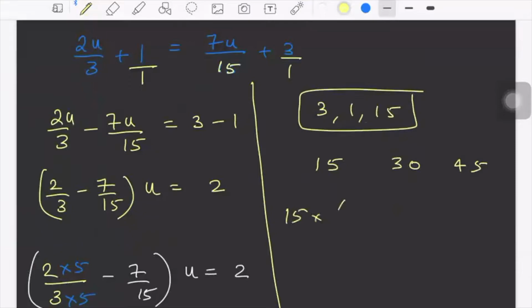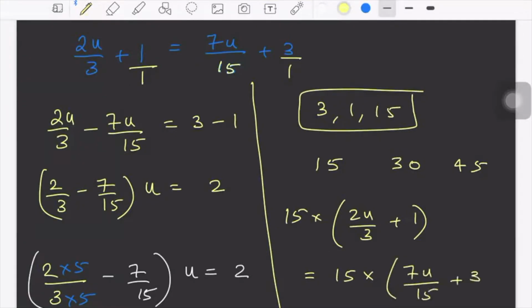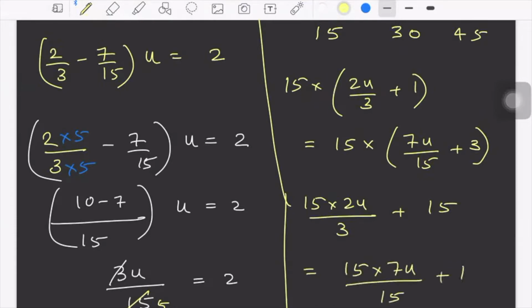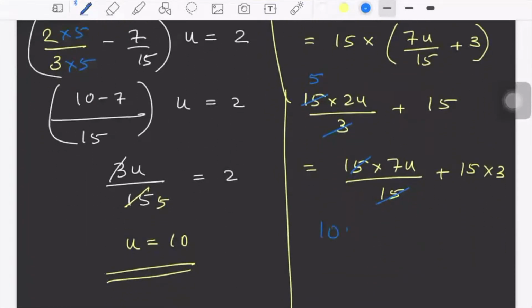We have 15 times (2u by 3 plus 1) is equal to 15 times (7u by 15 plus 3). So we have 15 into 2u by 3 plus 15 is equal to 15 into 7u by 15 plus 15 into 3. In the beginning, this might look cumbersome, but look at this. The denominator is gone now. You are left with simple numbers. 10u plus 15 is equal to 7u plus 45.